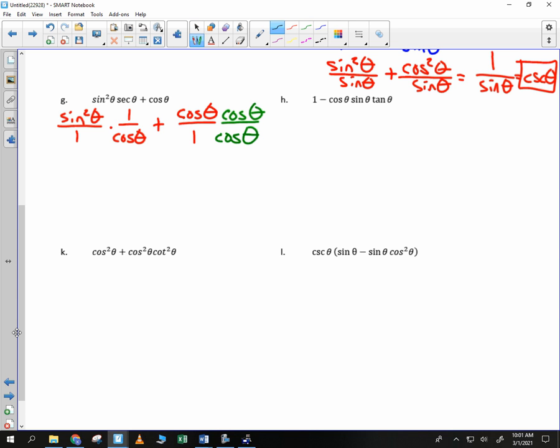Notice now you have common denominators. So here we have sine squared over cosine plus cosine squared over cosine. That's handy. We now have common denominators. Again, sine squared plus cosine squared is 1, and the new denominator is cosine. Remember what 1 divided by cosine is? Secant.